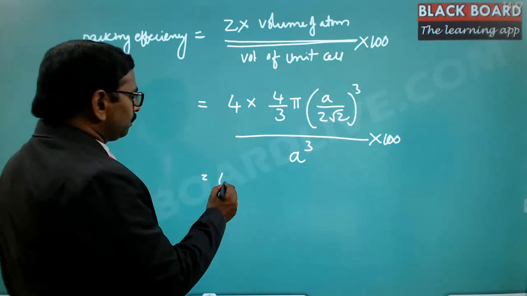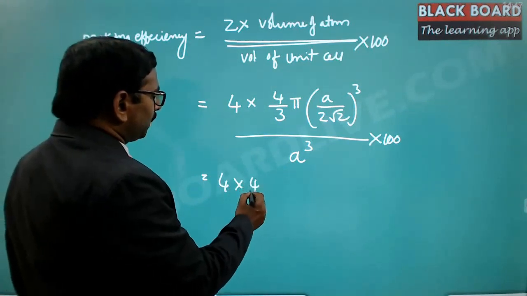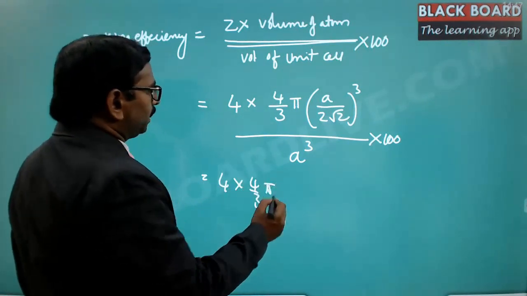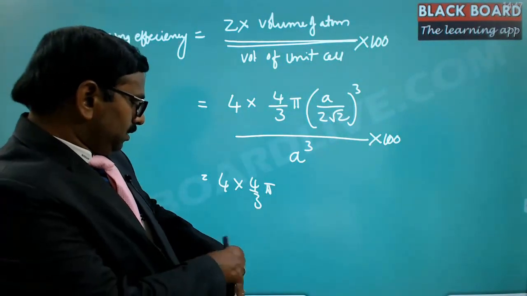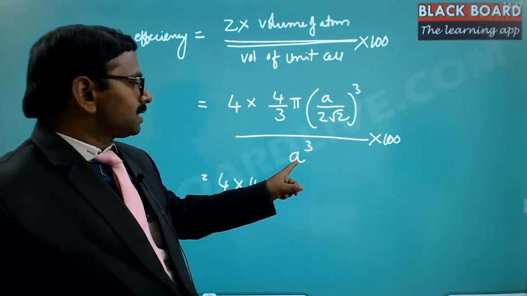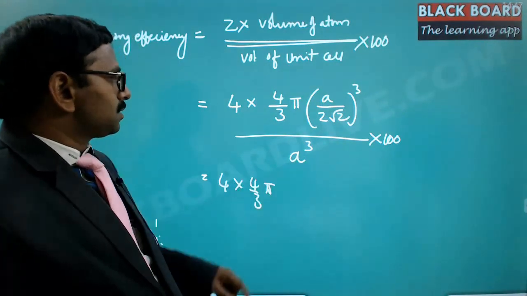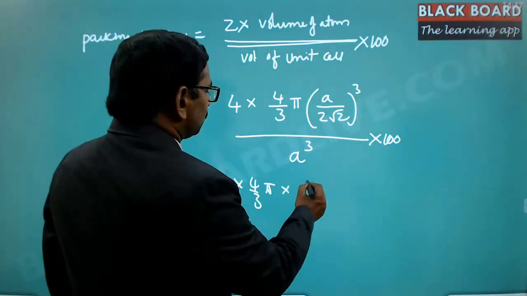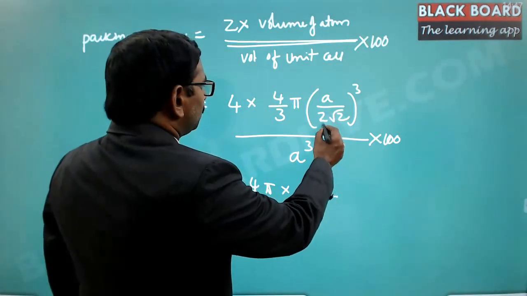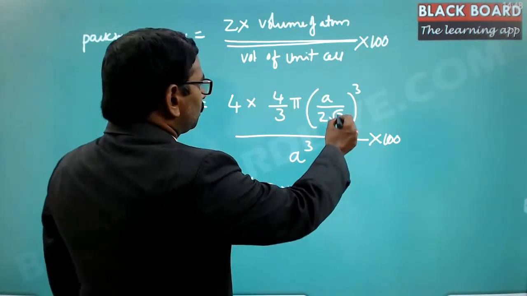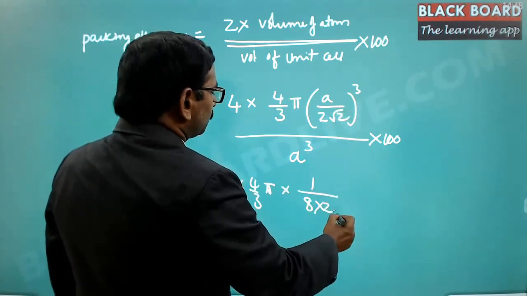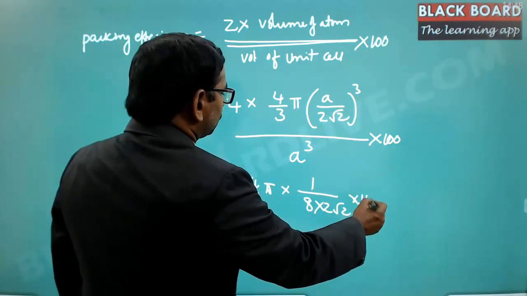Now 4 into 4/3 into pi. On expanding, a cube will be cancelled with this a cube. So it gets 1 by 2 cube, and 2 cube means 8, into 2 root 2, since root 2 cube means 2 root 2, into 100.